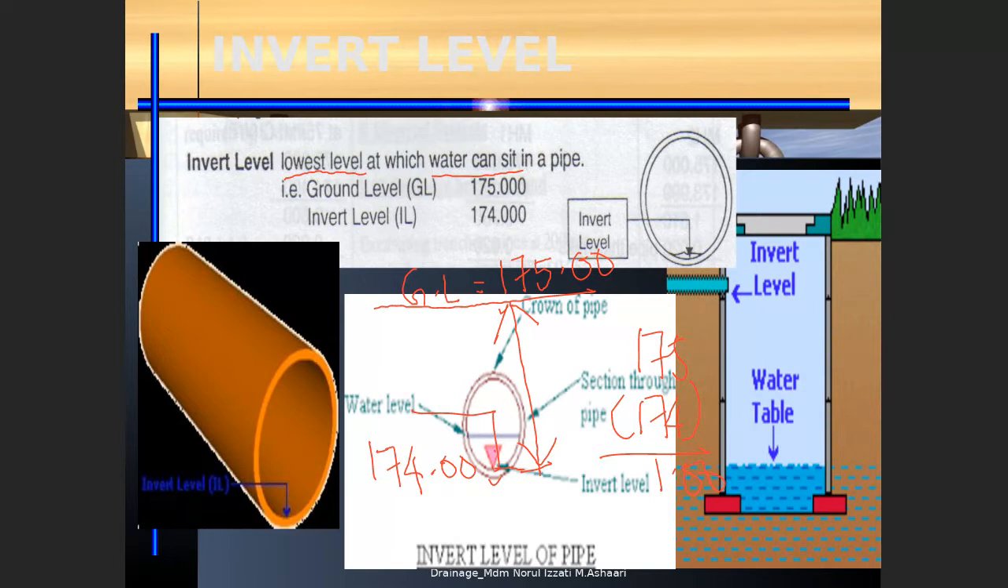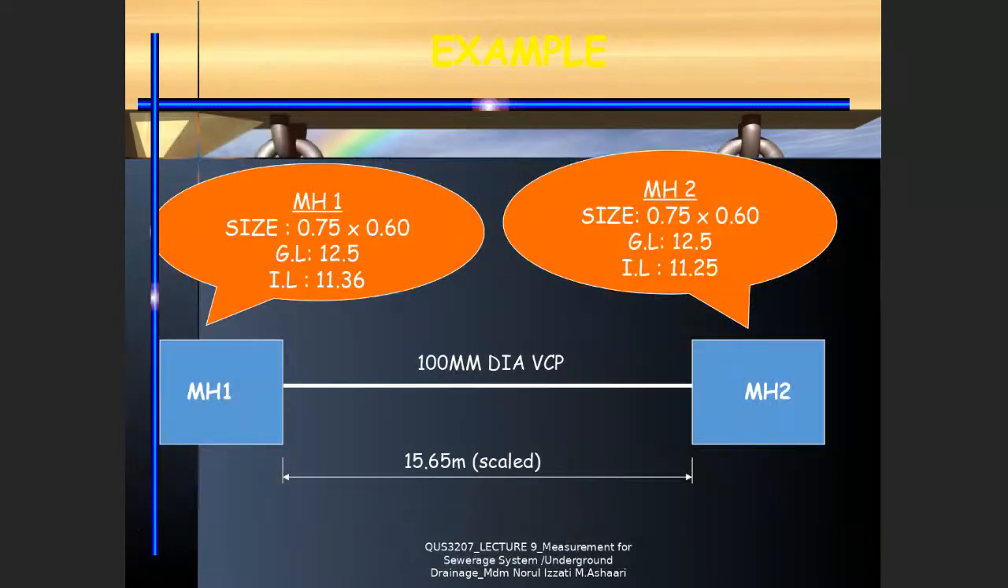Okay? Now, logically, you have to understand this concept. In the layout plan or in the section for any measurement for the sewerage drainage system, you are given the information of the depth from one manhole to another manhole. But SMM or measurement rules require you to find the average depth.